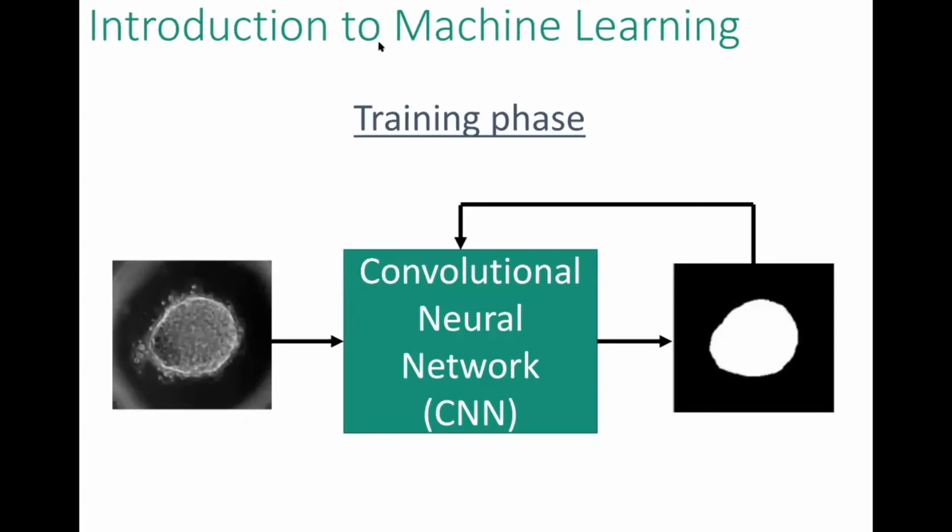Okay, so let's think about machine learning for image segmentation. Essentially what happens is you have an input image and an output target. In this case, that would be the binary segmentation of the cell. Then you give all these image label pairs to a convolutional neural network, and it learns how to generate some type of segmentation.